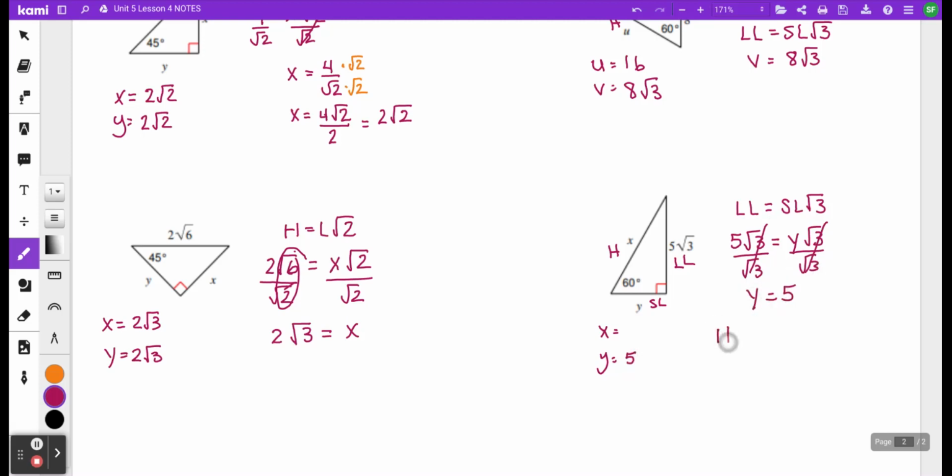And then we know hypotenuse is 2 times our short leg. So hypotenuse is x. 2 times our short leg, which is 5. X is going to be 10.